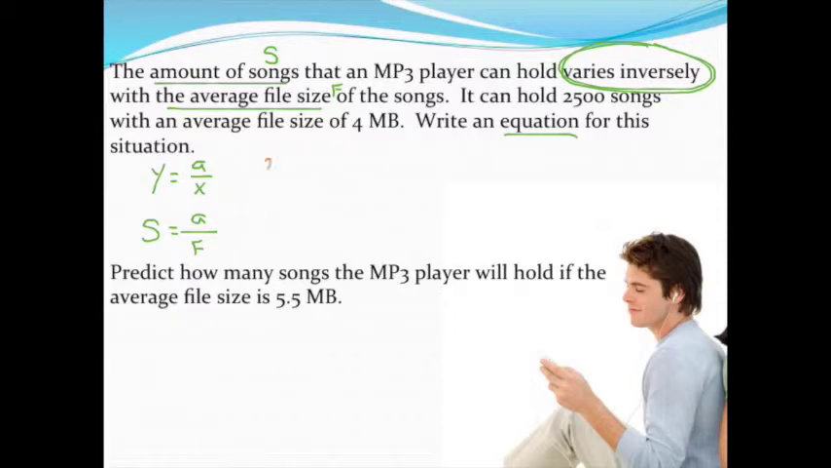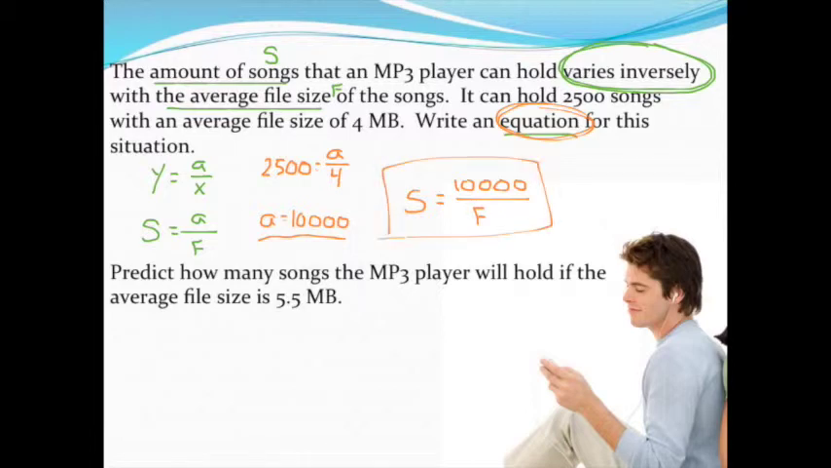They tell us that our iPod or MP3 player can hold 2,500 songs when the average file size is equal to 4. So let's plug in the values they gave us, just like in the last example we looked at. Multiplying both sides by 4 gets me an a value of 10,000. Now remember, that's not your answer. They've asked for an equation, so this will be part of your answer, but not the equation itself. Your equation should have one and only one number in it. That's the constant of variation. So the number of songs we can hold is equal to 10,000 divided by the average file size. So there's my equation, just like we did last time.